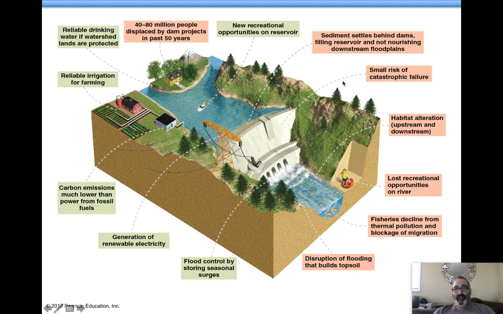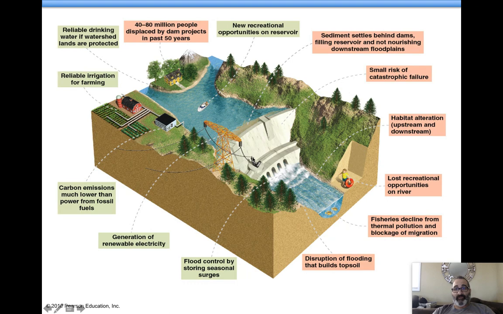Negatives, well, you get a lot of sediment behind the dam. It affects flooding cycles and things of that nature. All right. The sediment is now not going downstream where floodplains and riparian zones would be receiving that sediment and making their soil more nourished and more fertile. So it's affecting it that way.